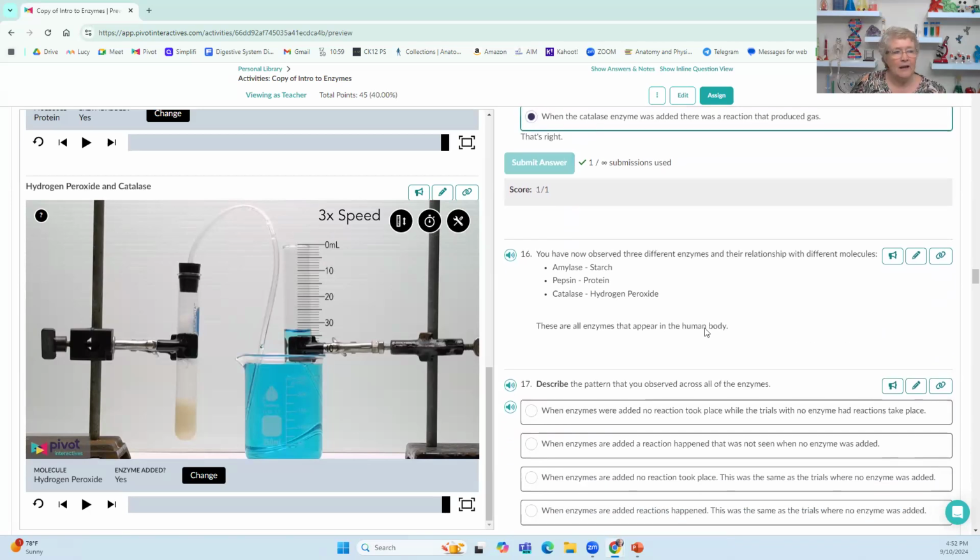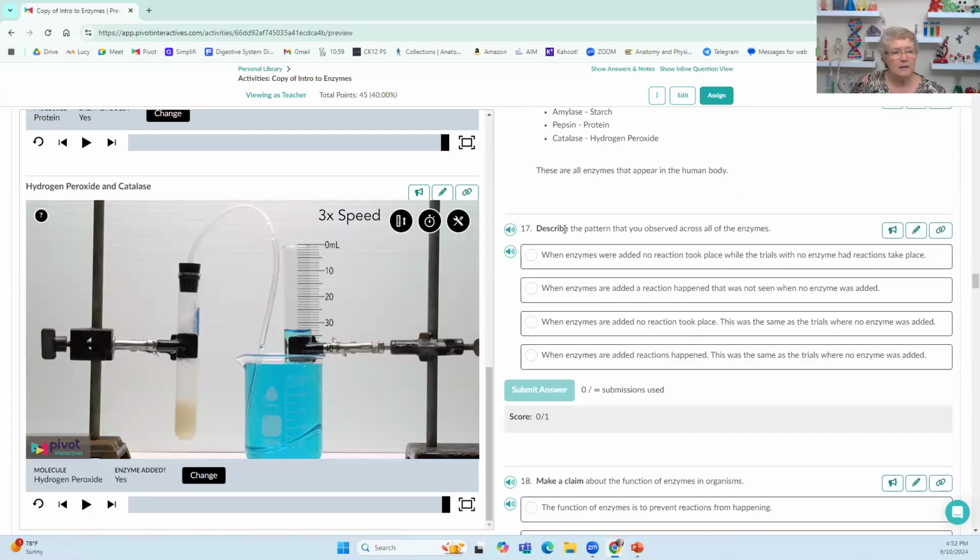All right. So we've now observed 3 different enzymes and their relationship with different molecules. We observed the relationship between amylase and starch, pepsin and protein, and catalase and hydrogen peroxide. These are all enzymes that appear in the human body. So let's describe the pattern that you observed from all of the enzymes. When enzymes were added, no reaction took place. Not true. When enzymes are added, a reaction happened that was not seen when no enzyme was added. Yeah, that's true. Let's see if there's another one though.